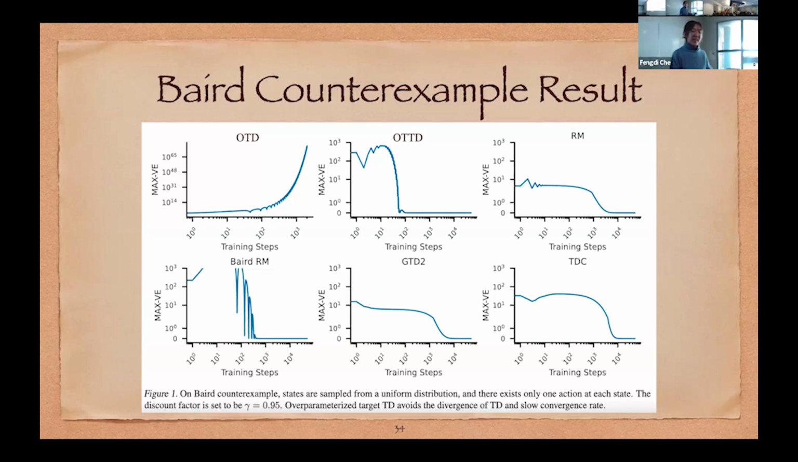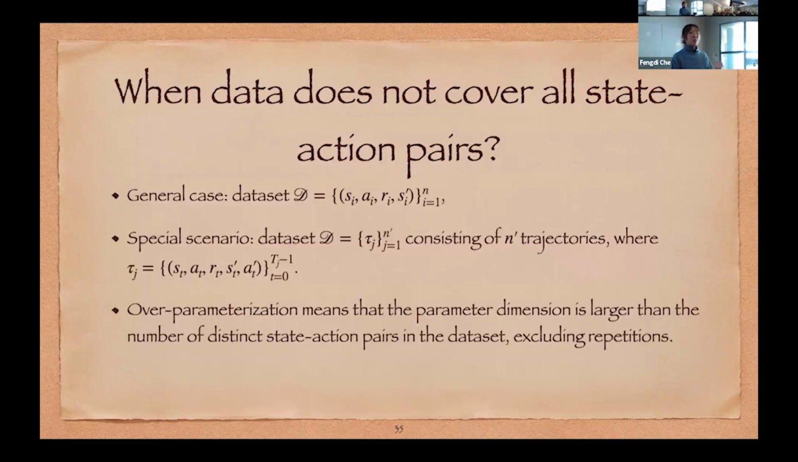So now, great, we have a practical solution. And then the thing is, we only show it for expected updates. That's when the data set covers the full state-action pairs. How about when the data does not cover all of them? So in the general case, we'll just have a data set with transitions. In this case, we have a convergence proof, but with some conditions.